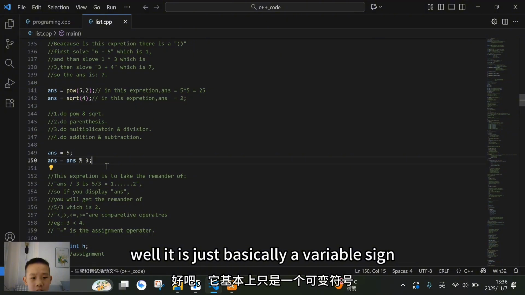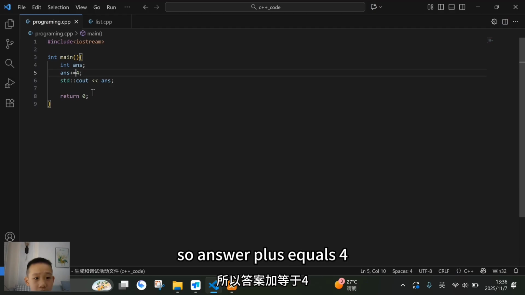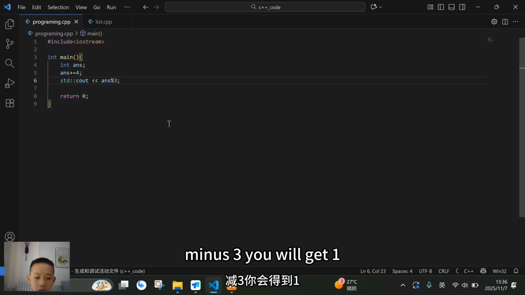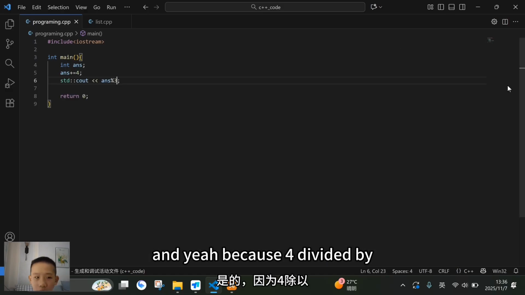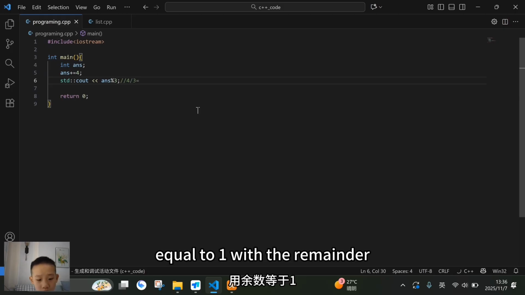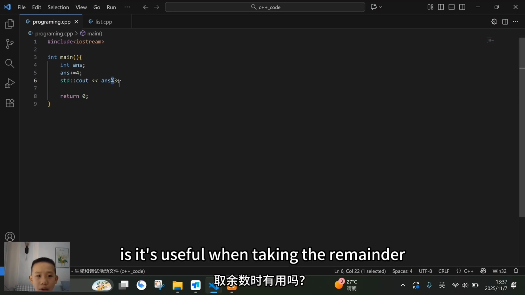Well, it is just basically a modulus sign. It's basically taking the remainder of what divided by what. So answer plus equals 4. You can say answer modulus 3. You will get 1. And yeah, because 4 divided by 3 is basically equal to 1 with the remainder of 1. And that's good. So the modulus sign is useful when taking the remainder.